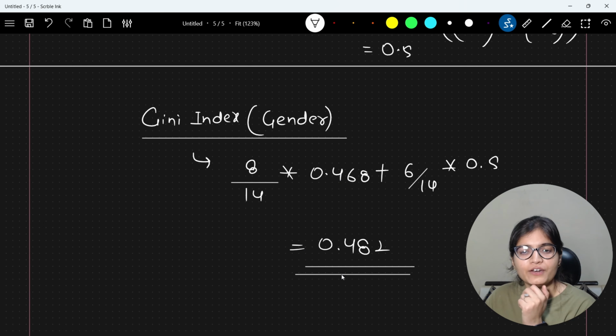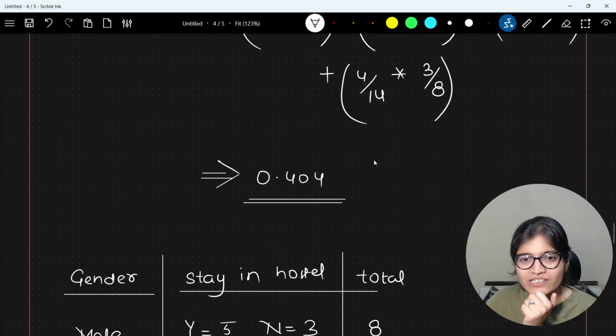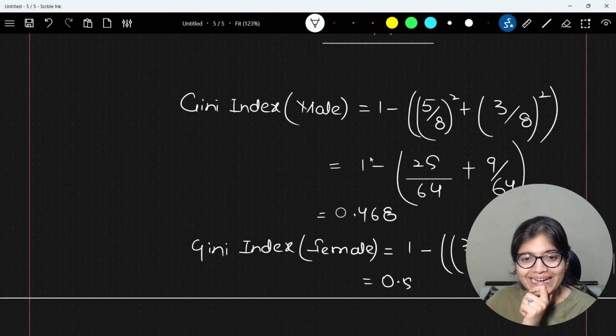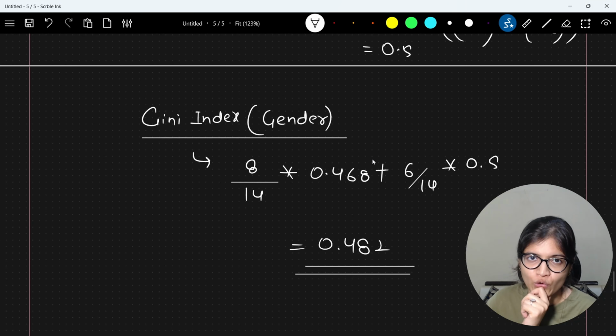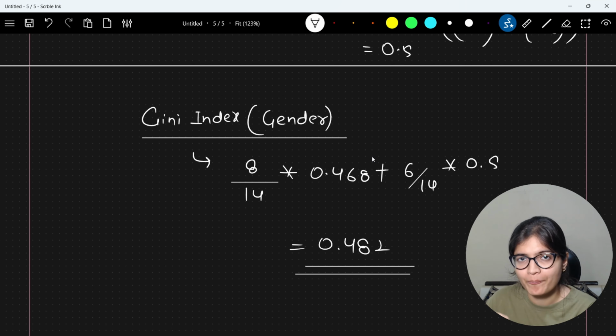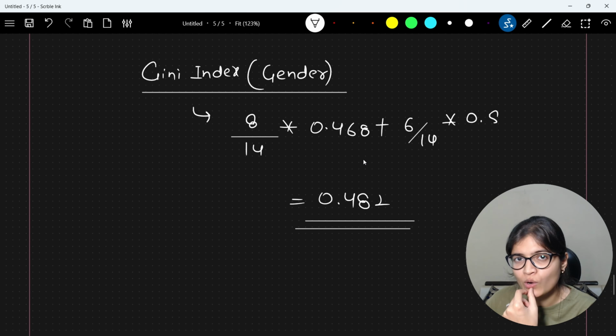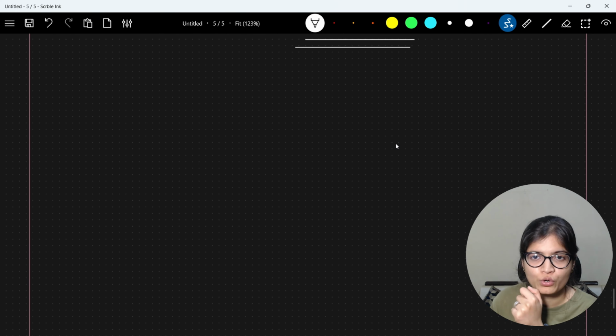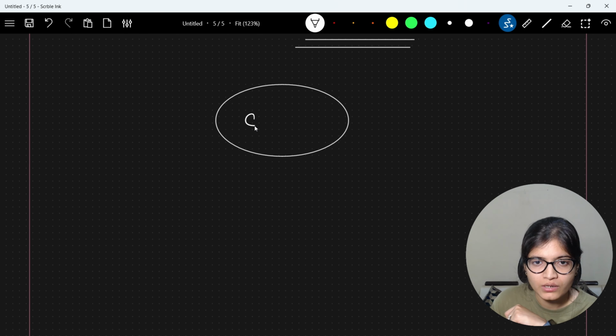Now here, if you observe, the Gini index of class is 0.404 and the Gini index of gender is 0.482. If I compare these two values, the class and the gender, which one has a lower Gini index? Obviously the class has a lower Gini index, and that's the major reason I would say that class will become the root node.